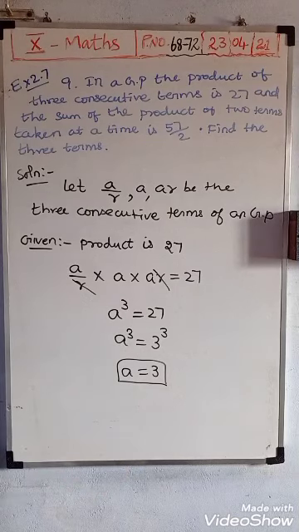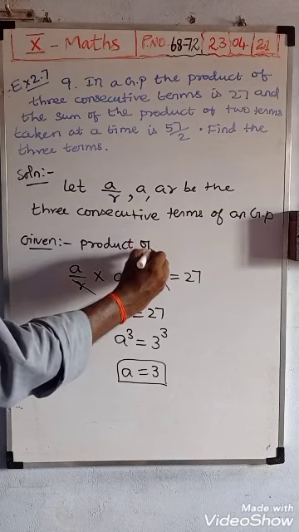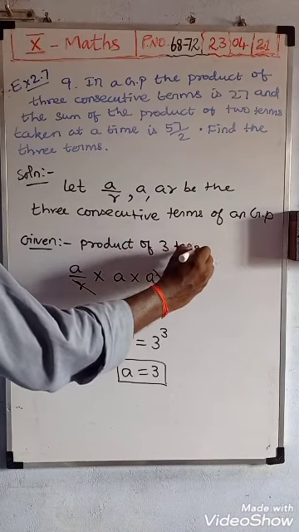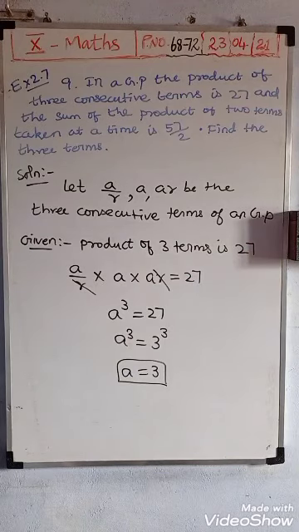Okay, I have already explained this. Power is equal means base also equal, so a is equal to 3. This is first: the product of three terms is 27. Product of three terms is 27. Okay, first condition over.